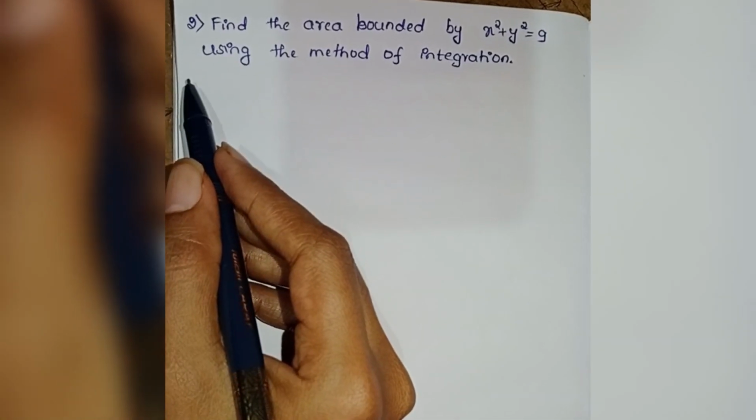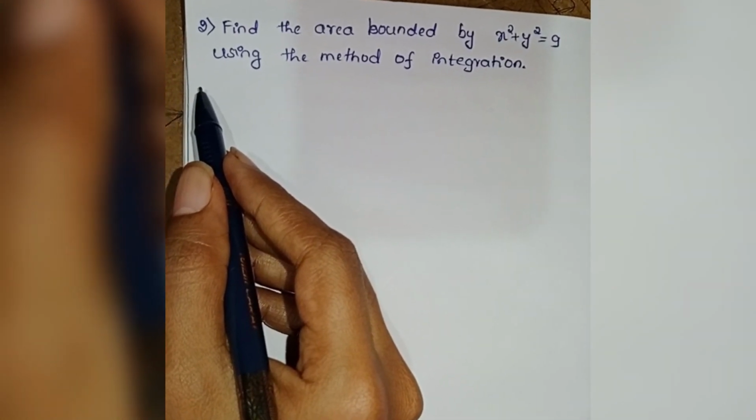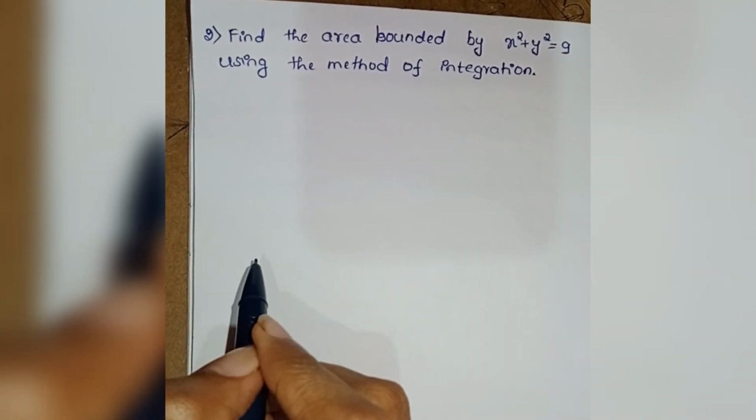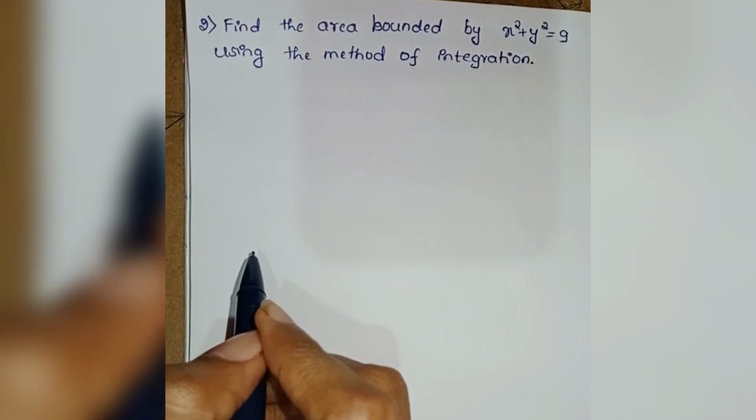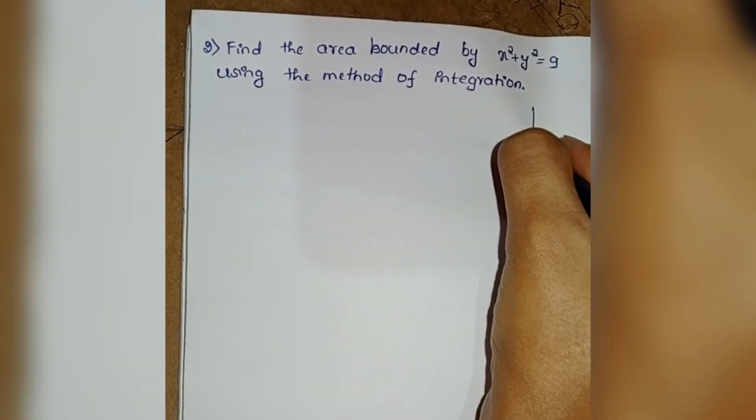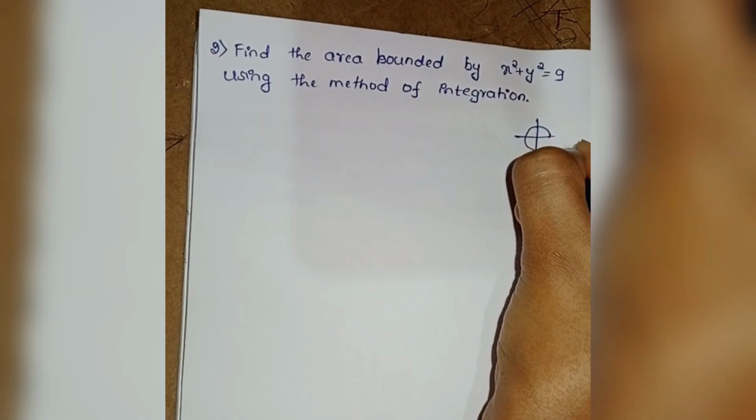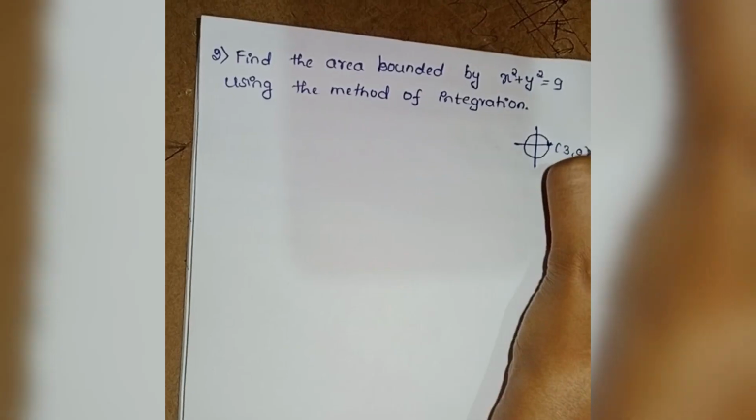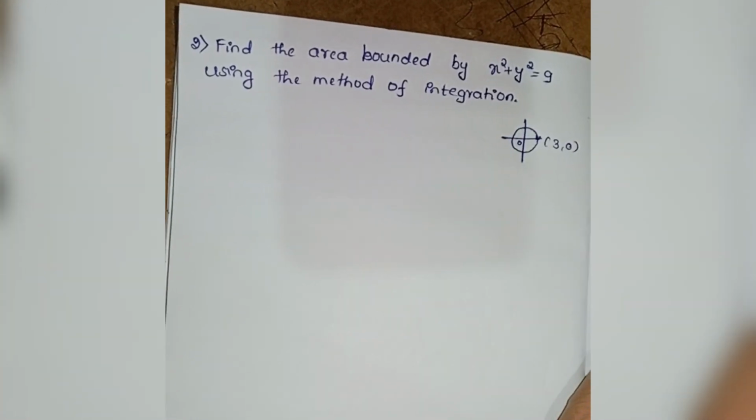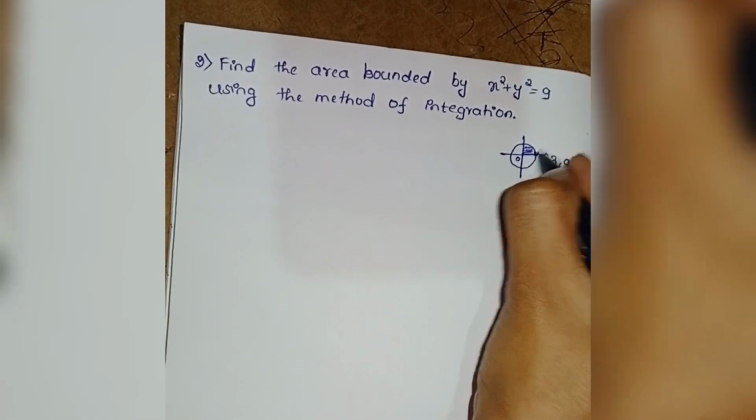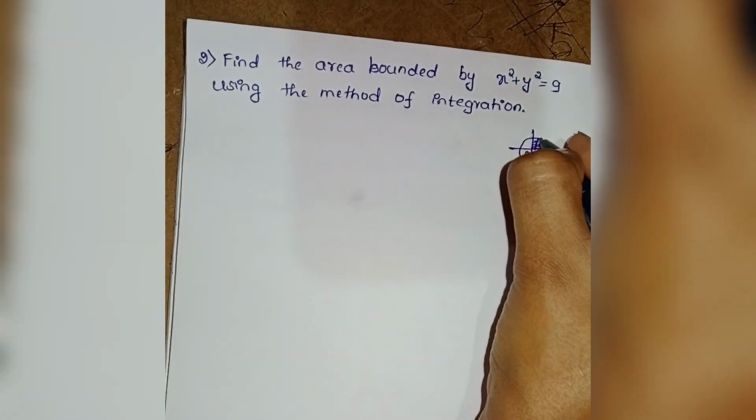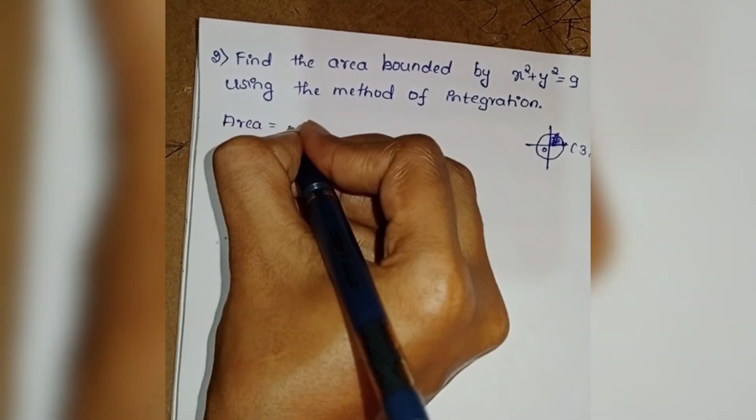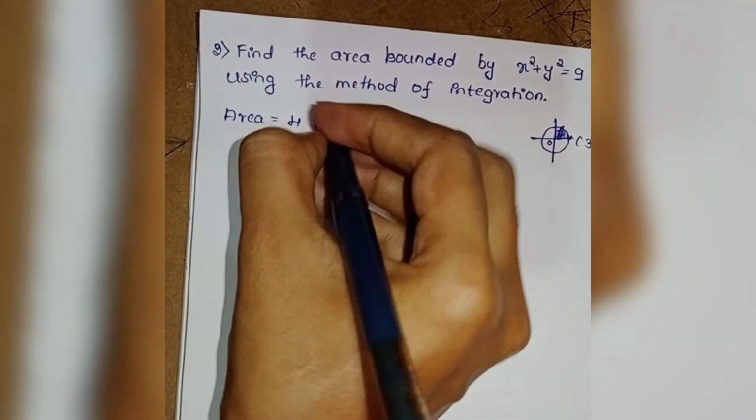Second question. Find the area enclosed by x square plus y square equal to 9 using the method of integration. Particular case of area enclosed by x square plus y square equal to a square. Okay. Now consider a circle centered at origin whose a square is 9, which means a is 3. So this point is 3 comma 0. This is O. Correct, right? Now we have to find out 4 times this area. So consider a small strip with respect to the x-axis. So area equal to 4 times integration from where to where?